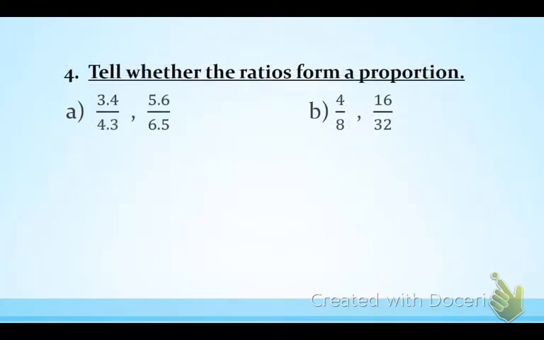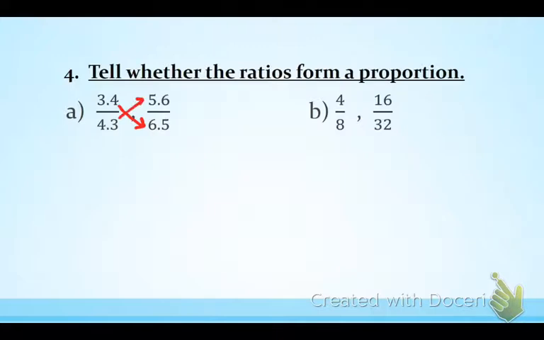Another thing that you're going to need to know for your quiz tomorrow: tell whether the ratios form a proportion. We're trying to figure out if these equal each other, yes or no. The way we're going to do it is the same way that we did cross products. So we're going to be multiplying across to see if they do equal each other or not. So 3.4 is going to get multiplied by what? 6.5. Okay, I'm going to be multiplying that one. 4.3 is going to get multiplied by what? 5.6.